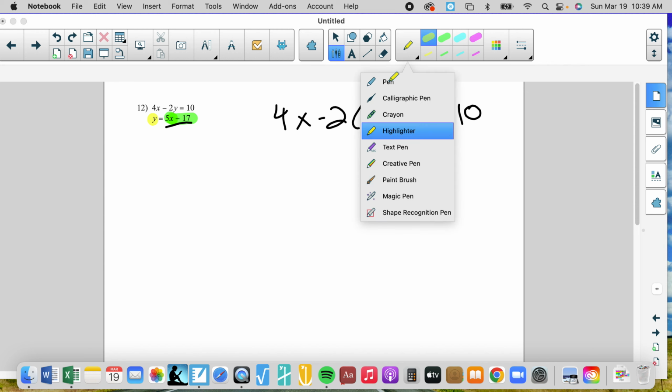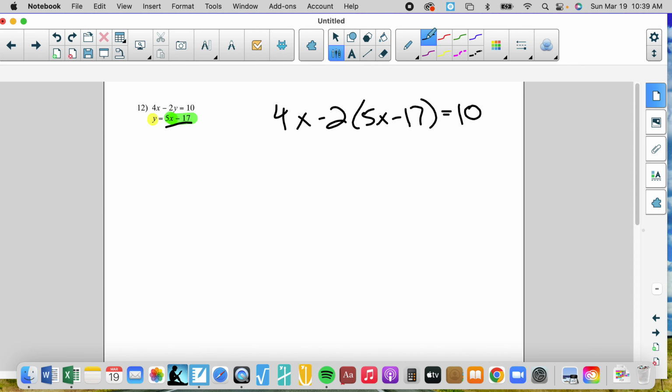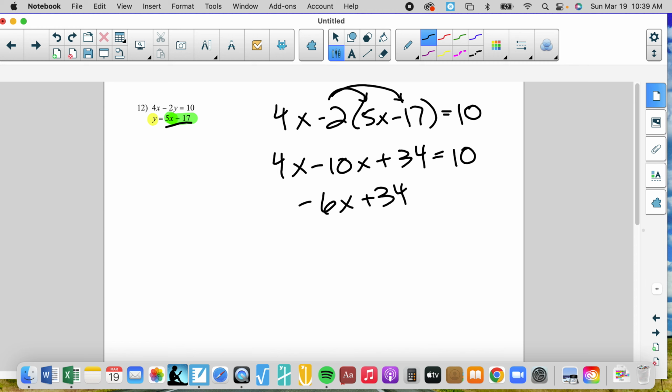Now we're going to simplify. Simplify before you start moving things. Negative 2 times 5x is negative 10x. Negative 2 times negative 17 is positive 34 equals 10. Let's simplify. Don't start moving things. They're on the same side of the equal sign, so I have 4x minus 10x, which gives me negative 6x.